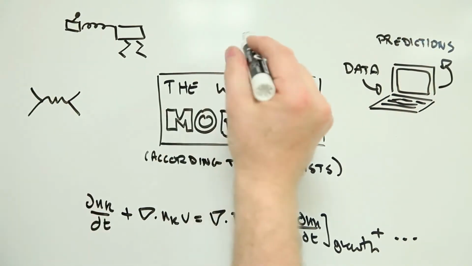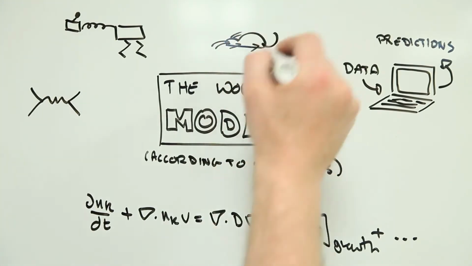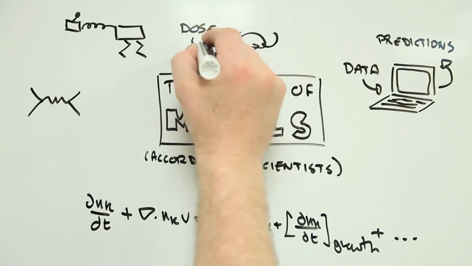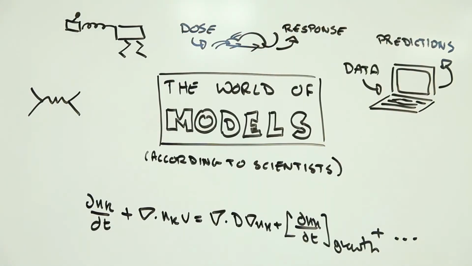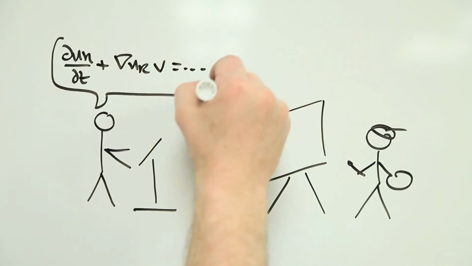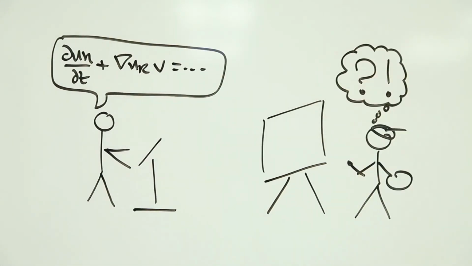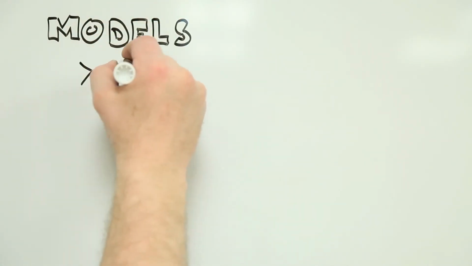In some cases, even animals are described as models, especially when those animals are used to investigate how the stuff we're exposed to might affect our health. In other words, the word model can mean very different things to different people, and this can lead to some awkward misunderstandings. The good news is that models typically have a couple of basic things in common.